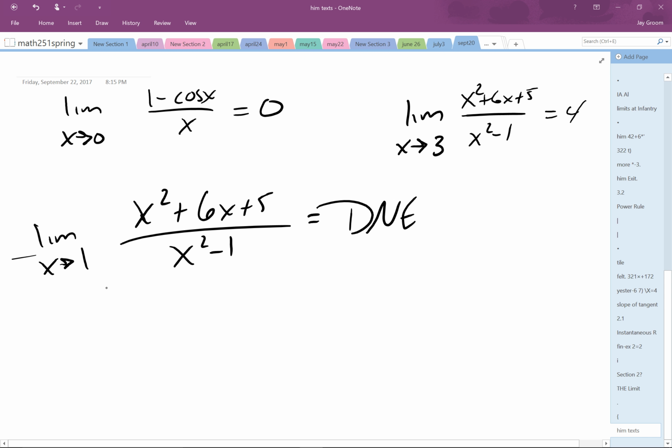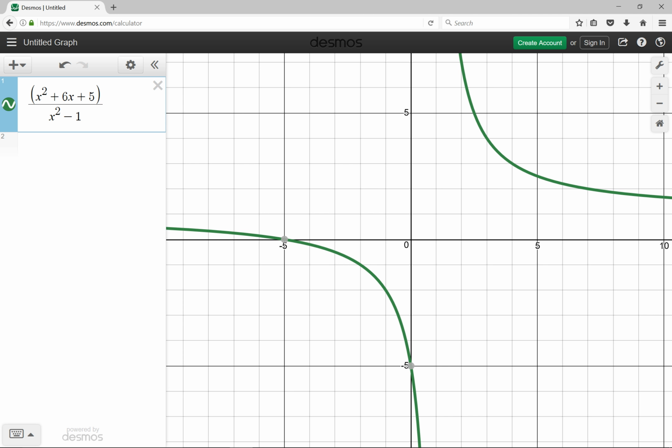So I'm just going to write it here. The left-hand limit, clearly from the picture, is going to -infinity. And the right-hand limit, of course, is going to +infinity. It's pretty easy to do.